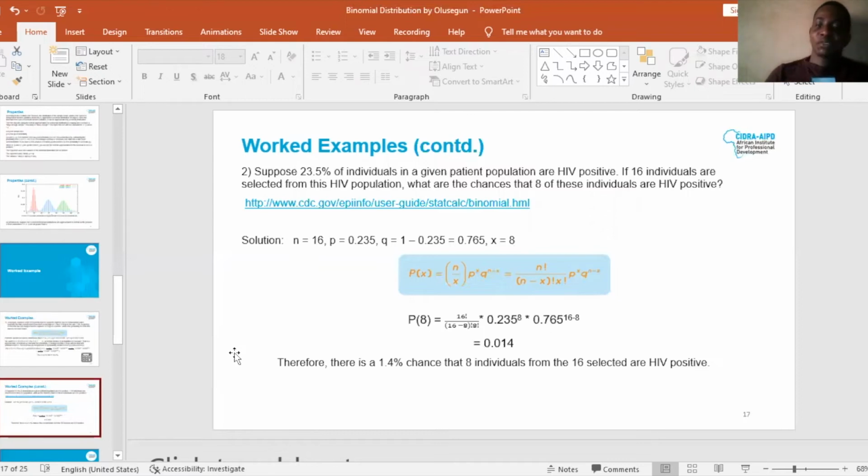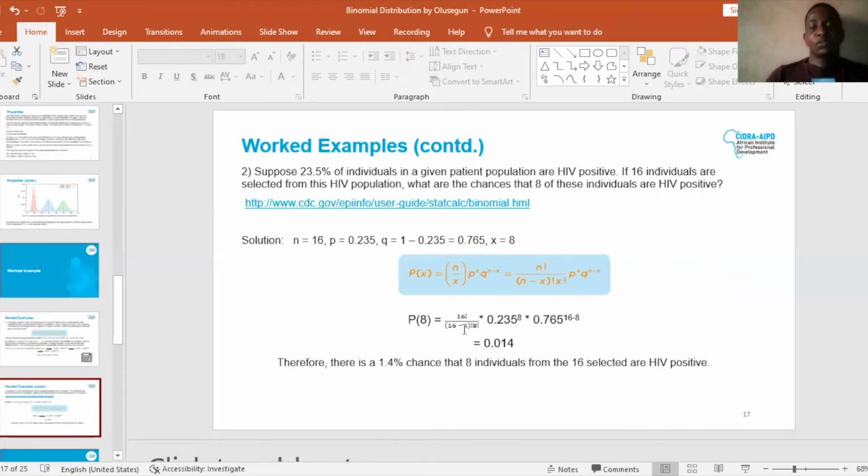From here, we can tell that n equals 16 because we have 16 individuals that are being tested. Our p is 0.235, because 23.5% of individuals in the population are HIV positive. So p equals 0.235. q, 1 minus p, which is 1 minus 0.235, is equal to 0.765. While our x equals 8. What are the chances that 8 of these individuals test positive, for x equals 8? We plug these values into the formula, and then we apply it for P with x equals 8.